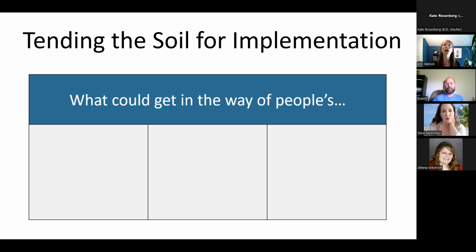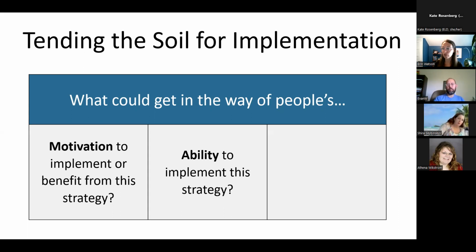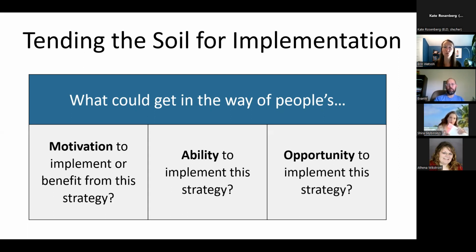So there's a team of researchers who looks at implementation, and they came up with kind of a handy little way to think about what could get in the way of implementation. Here's the types of things you have to consider when you're tending the soil. What could get in the way of people's motivation to implement this? That's what Evan was bringing up. What could get in the way of people's ability to implement this? And what could get in the way of people's opportunity to implement it? They might not even have the opportunity to do it. You can't assume that they will.